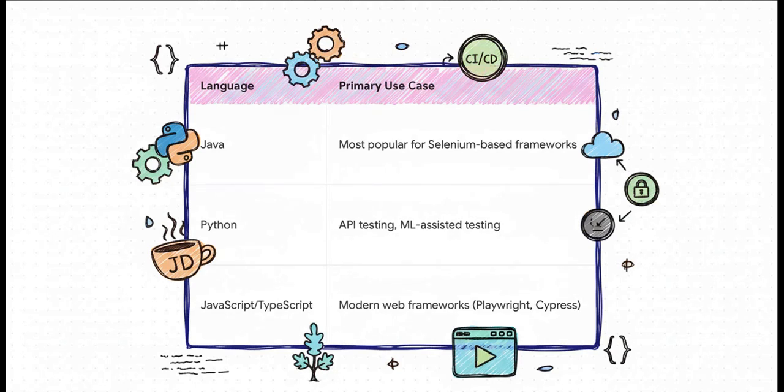Well, let's look at the big three languages in test automation. You've got Java, which is still a total powerhouse, especially for those big, established Selenium frameworks. Then there's Python. It's incredibly versatile, and it really shines in areas like API testing and even some of the newer machine learning-assisted testing. And of course, for all the modern front-end tech, JavaScript or TypeScript with tools like Playwright and Cypress is absolutely the way to go.